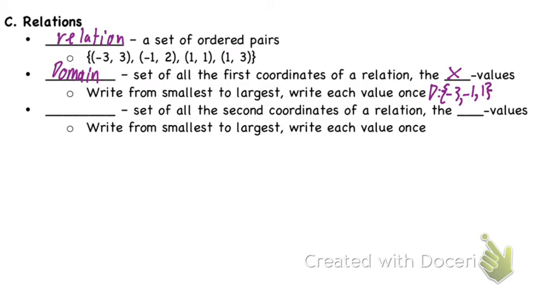Okay, and we say, hey, the domain, all the different x values we see are negative 3, negative 1, and 1. Those are the different x values we see. We see 1 twice, but we're not concerned about that right here. We're just concerned that we see it at all.